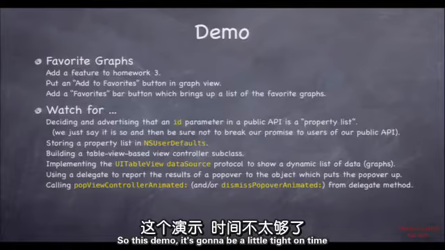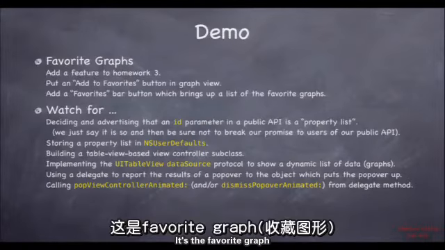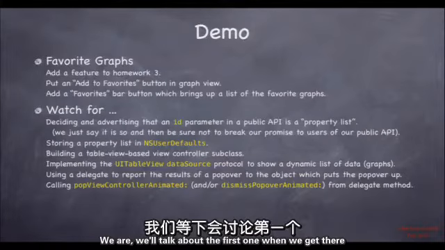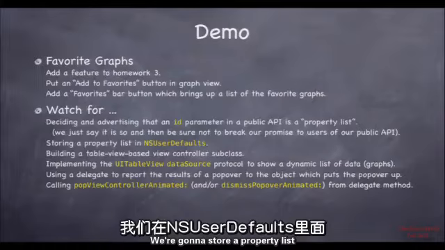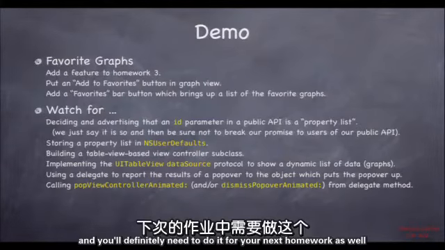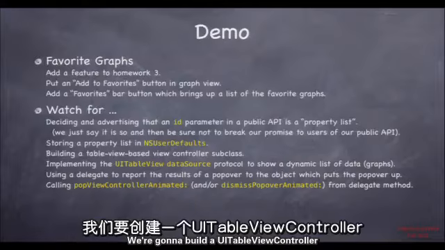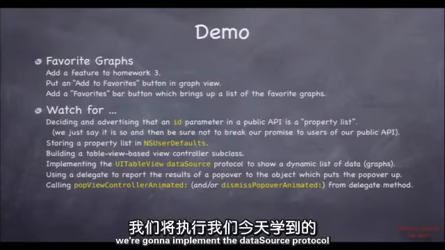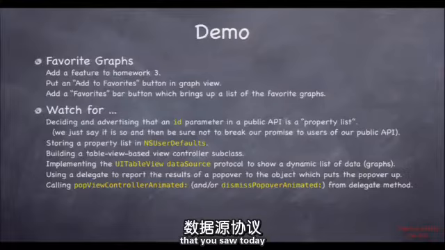All right, so the demo. This demo is going to be a little tight on time. It's the favorite graphs. I put up here what to watch for. We'll talk about the first one when we get there. We're going to store a property list in NSUserDefaults, which you should probably be used to, and you'll definitely need to do it for your next homework as well. We're going to build a UITableViewController and a custom subclass thereof. We're going to implement the data source protocol that you saw today.